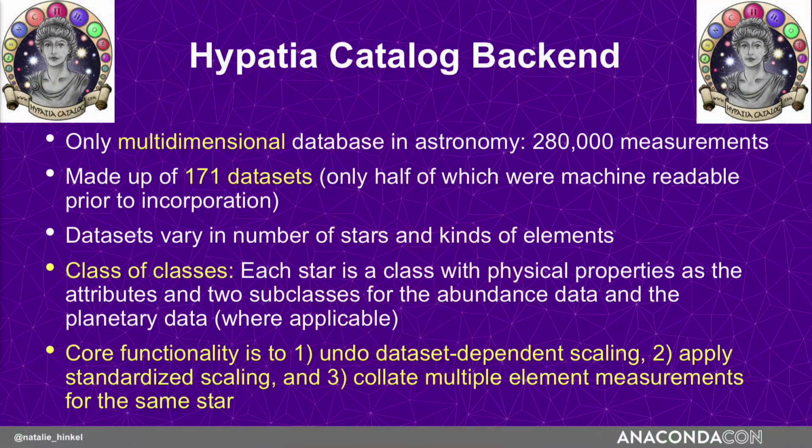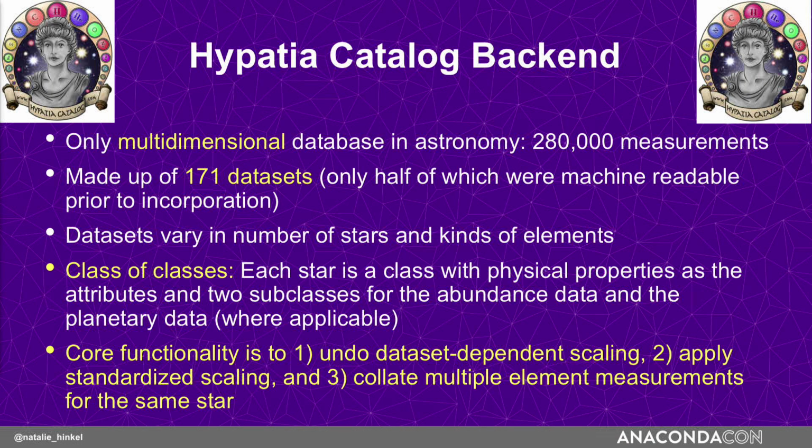Now, the database itself lives on my laptop. It's backed up in a bajillion ways, but I wrote the back end of it in Python. It's one of the only multi-dimensional data sets in astronomy. And I know that sounds kind of weird when you're not in the direct physical sciences, but typically what happens in astronomy is that you have a mission or a satellite, and it measures properties for stars. Well, I have properties for stars as measured by different groups, and some of those stars have planets. So this was a little bit complicated when I started putting it together. Like I said, it's made up of 171 different data sets, half of which were machine readable. The other half I actually had to convert by hand. So I did the public service.